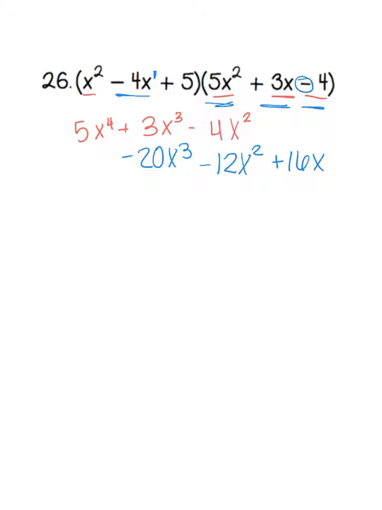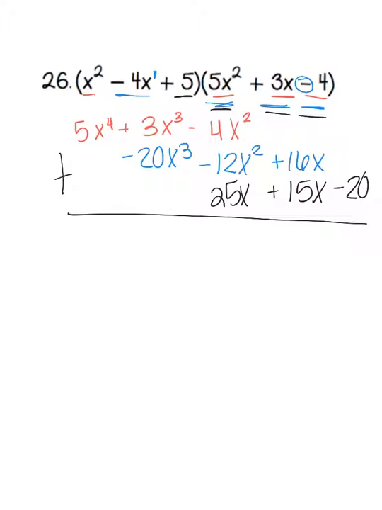And now I'm on to my last term. 5 times 5x squared is 25x squared. 5 times 3x is 15x. And 5 times negative 4 is negative 20. Now I will add those up and combine all the like terms.